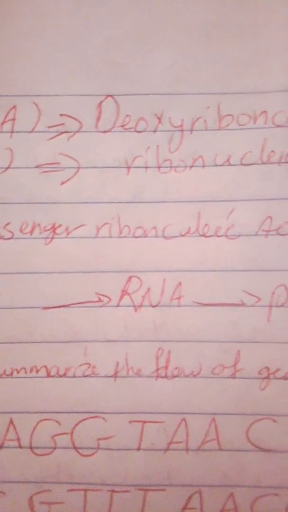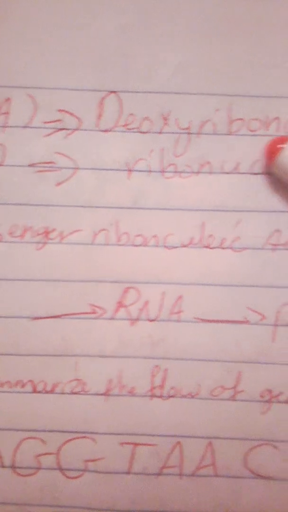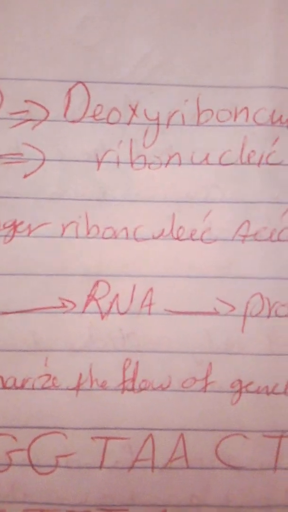The roles of nucleic acids. There are two types of nucleic acids: deoxyribonucleic acid, DNA, and ribonucleic acid, RNA. Notice that DNA means deoxyribonucleic acid, and RNA means ribonucleic acid. There are two, both DNA and RNA.